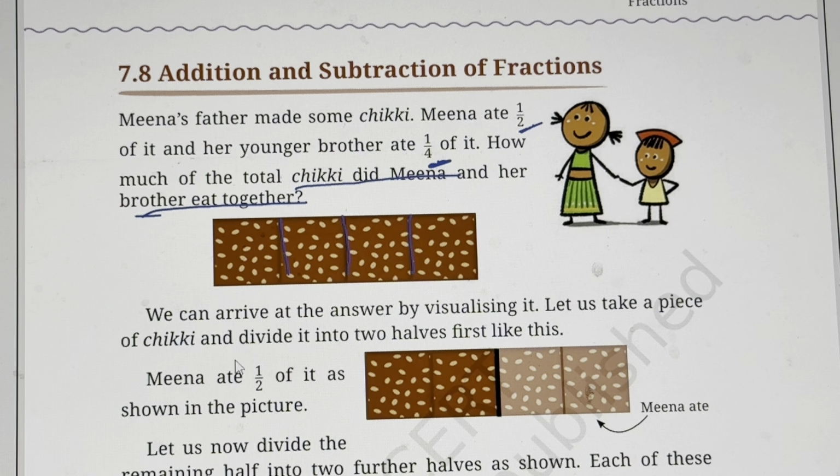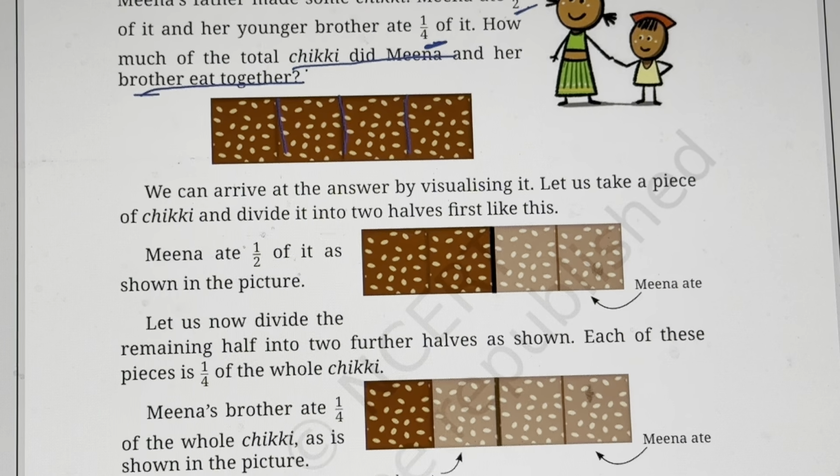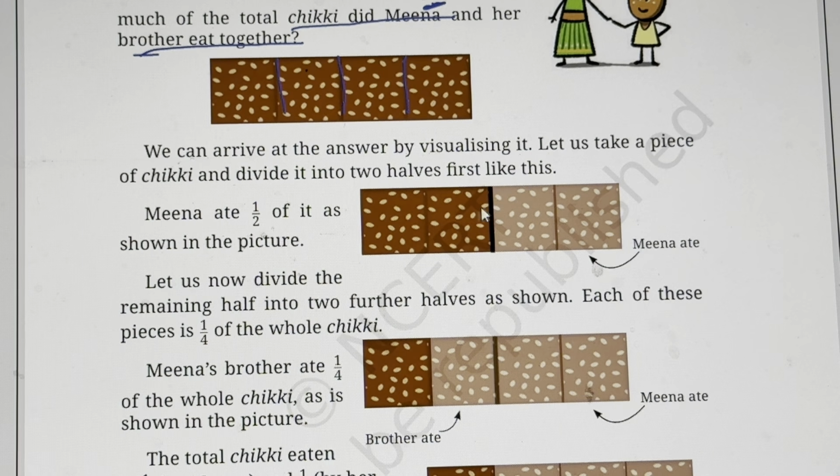Right. So, in order to answer, we can visualize it. Let us make the chikki and divide it into 2 halves first, because Meena ate half of the chikki. So, you can see that this is divided into 2 parts and Meena ate half of the chikki. Now, the remaining half into 2 further halves as shown. I made 4 parts. So, you can understand that this part was eaten by Meena.